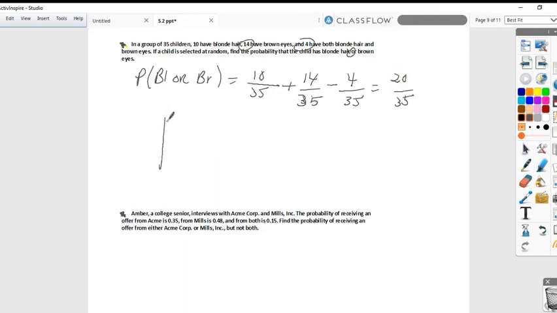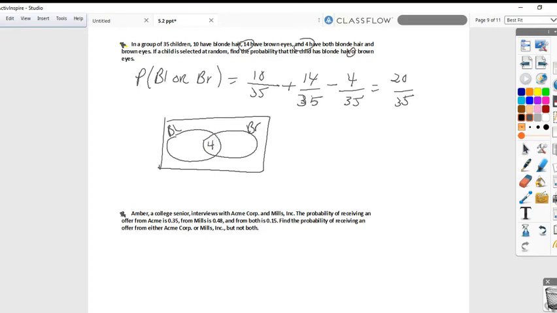Okay, now let's do it as a Venn diagram. And you have to know how to do both ways. Hopefully you are copying down what I am doing for your note grade. Okay, so we got to do the overlap first. So we do the overlap first.